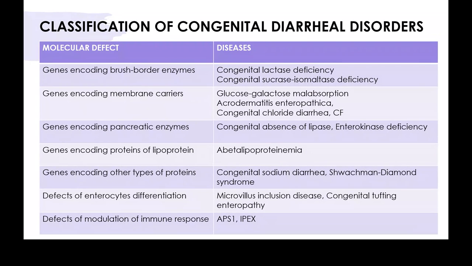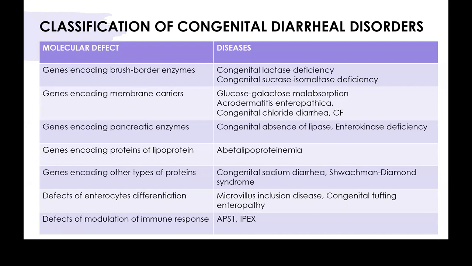of life. These congenital diarrheal disorders always have a molecular defect, and the genes have been detected, and based on the molecular defect, they have been classified into various groups. The common conditions which we come across, you can see in this list: the congenital lactase deficiency, congenital sucrase-isomaltase deficiency, galactose malabsorption, acrodermatitis enteropathica, congenital chloride diarrhea, etc. All these congenital diarrheal disorders have been classified based on their molecular defect.